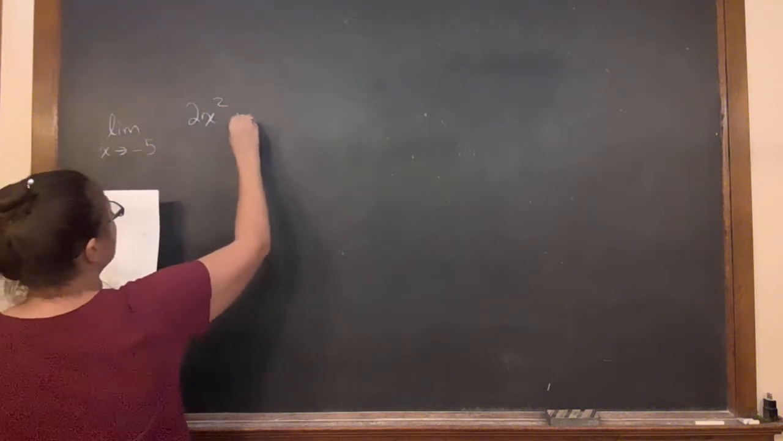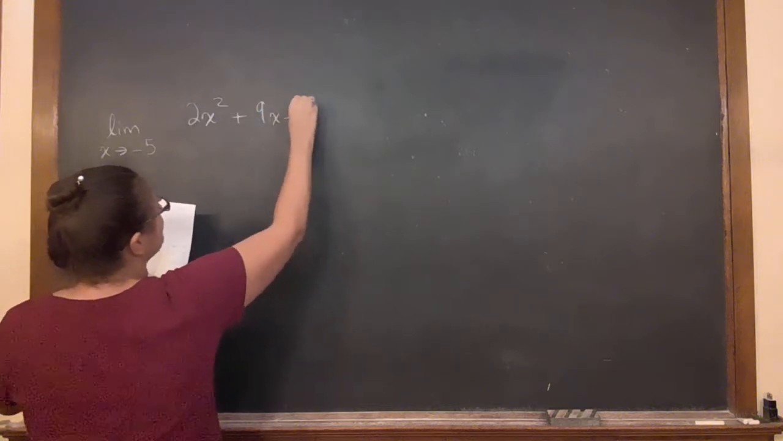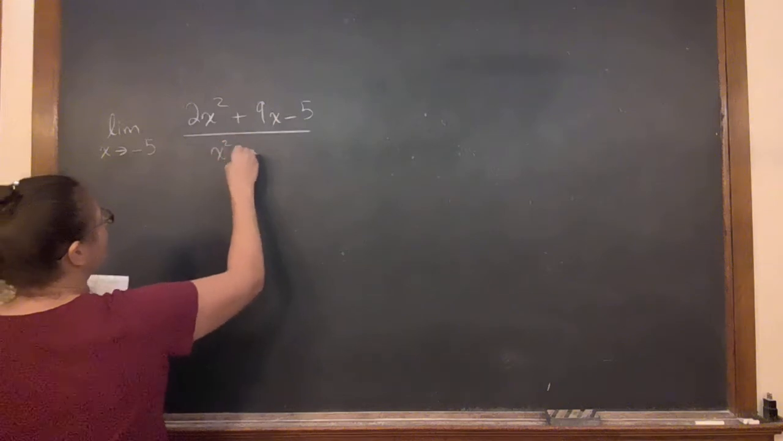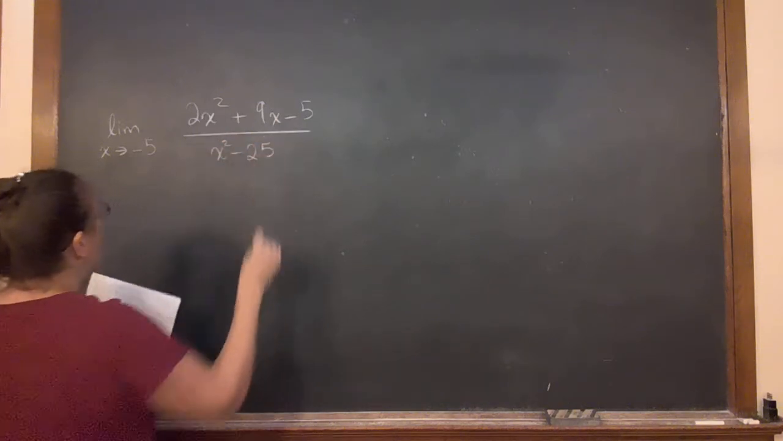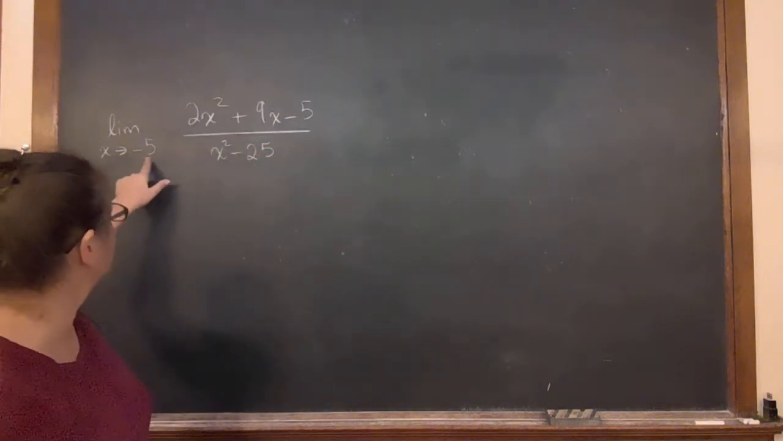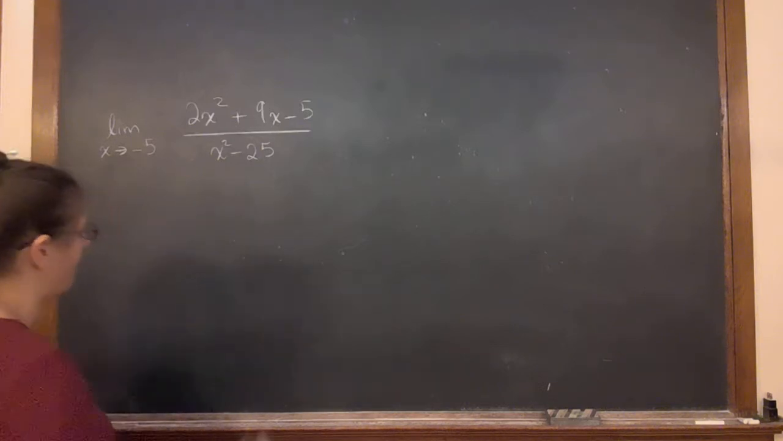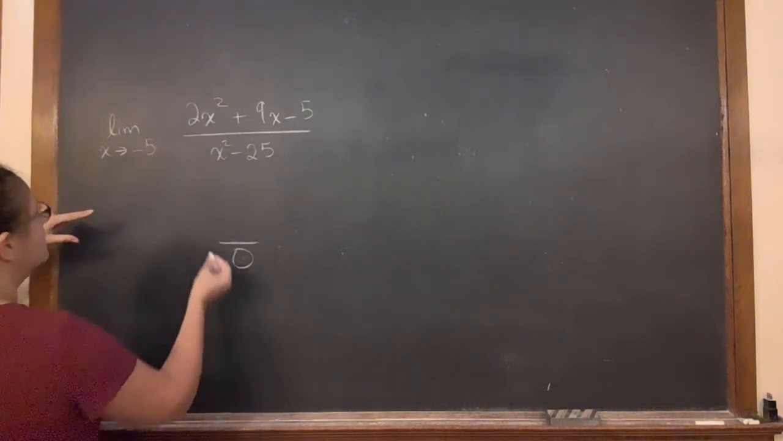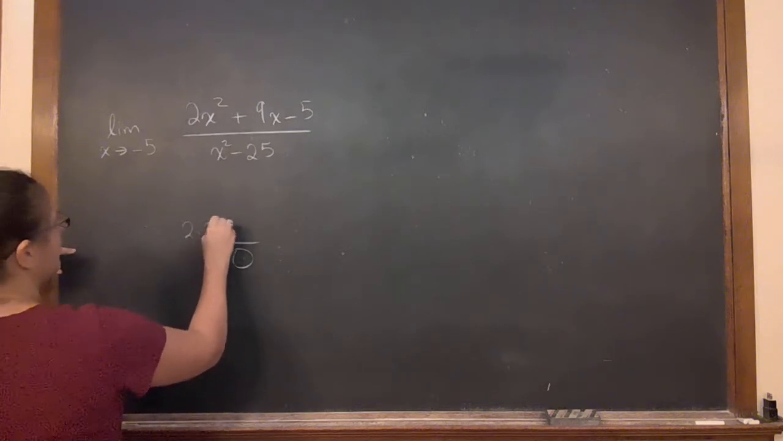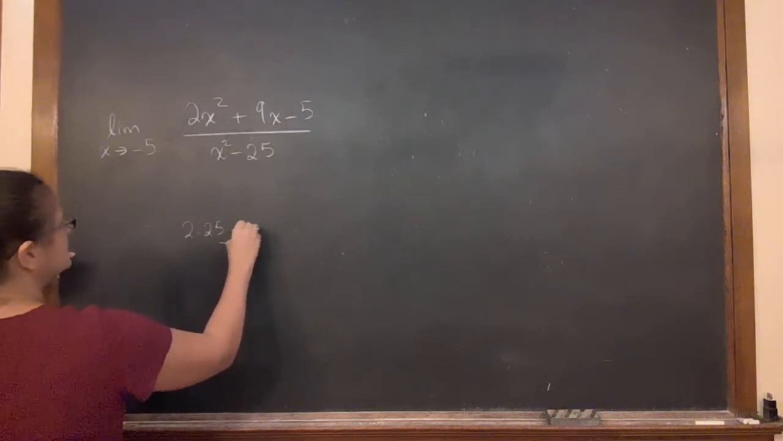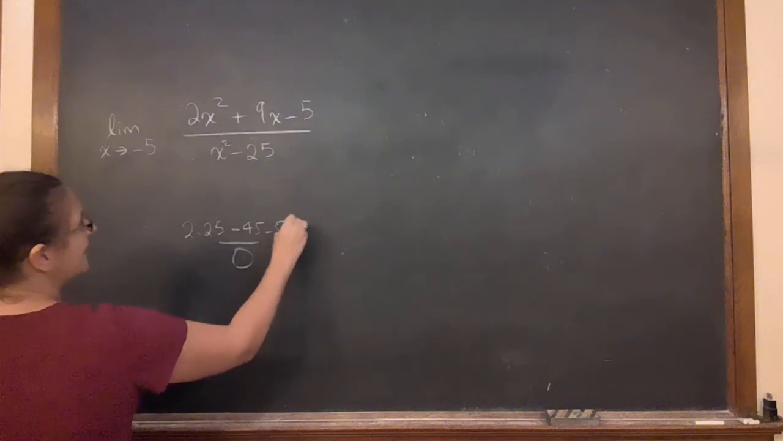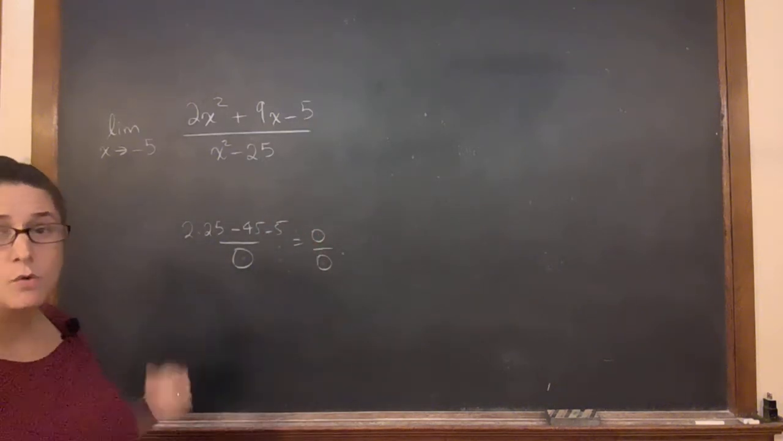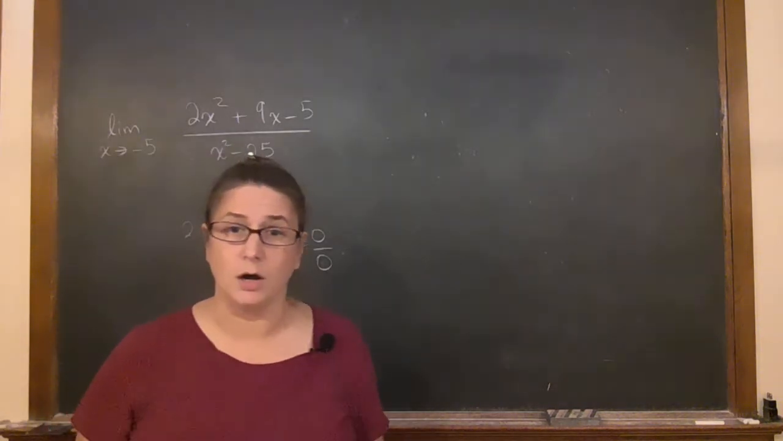2x squared plus 9x minus 5, over x squared minus 25. Okay, I've got negative 5 here, so this is going to be 0 in the bottom. I already know that. I want to check what I've got in the top. I'm going to have 2 times 25 minus 45 minus 5. So this is indeed that form 0 over 0, which means we need to do some more work.